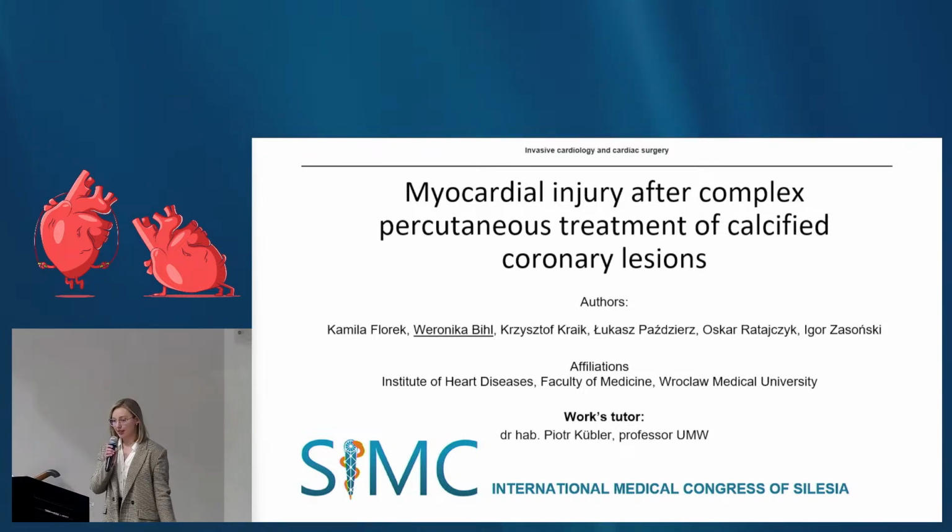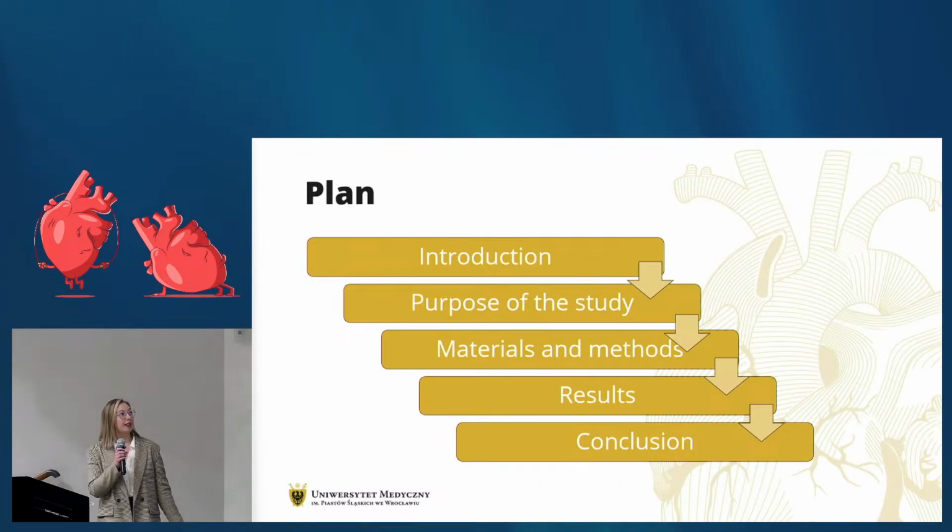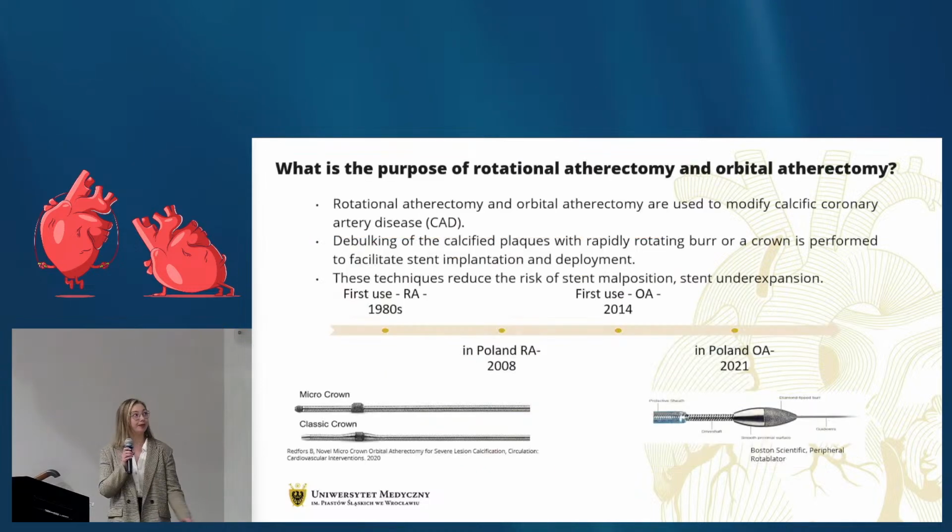Dear ladies and gentlemen, my name is Veronika Biel, and I am honored today to present you the outcome of our work on myocardial injury after complex percutaneous treatment of calcified coronary lesions. We decided to take a closer look at two types of such treatment, which are rotational atherectomy and orbital atherectomy. Firstly, I would like to give you a better insight into how those techniques work and why we actually need them.